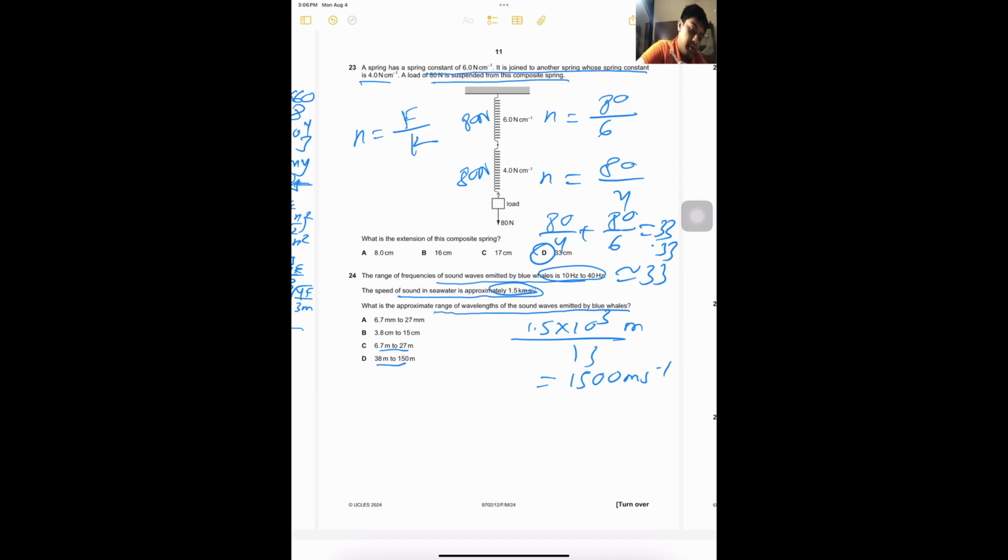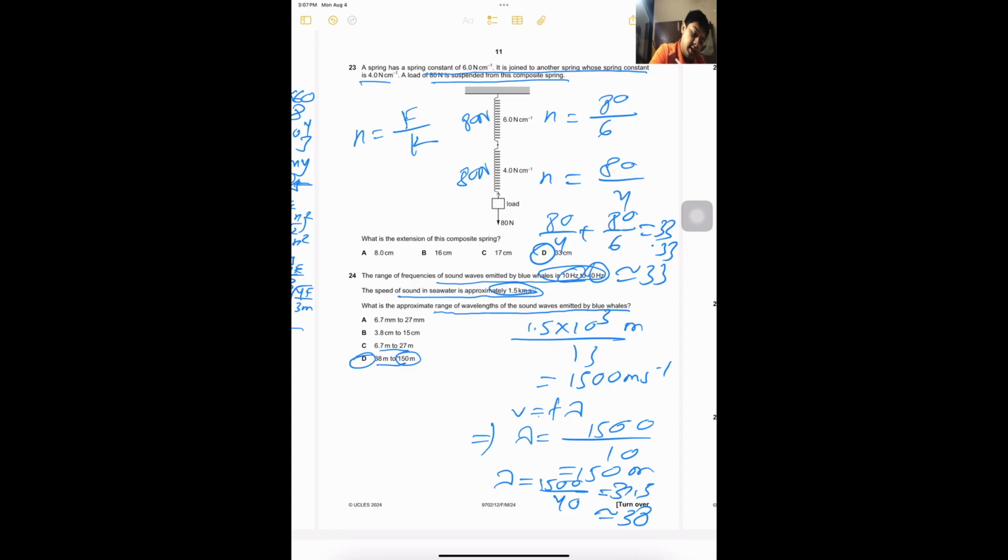So we know that v equals f lambda, and what we need is the lambda, and we found the v. So lambda equals v by f. Let's first use the minimum frequency, which is 10 hertz, which gives you 150 meters. Then let's use the maximum frequency, because we need to find out the range. So this is 37.5, or closest to 38. Answer should hence be D, because the range is 38 meters to 150 meters.